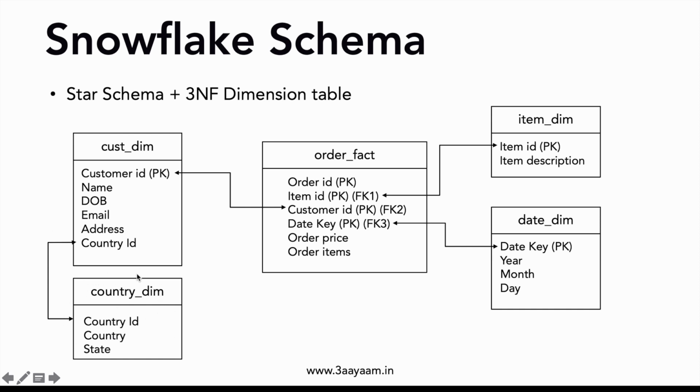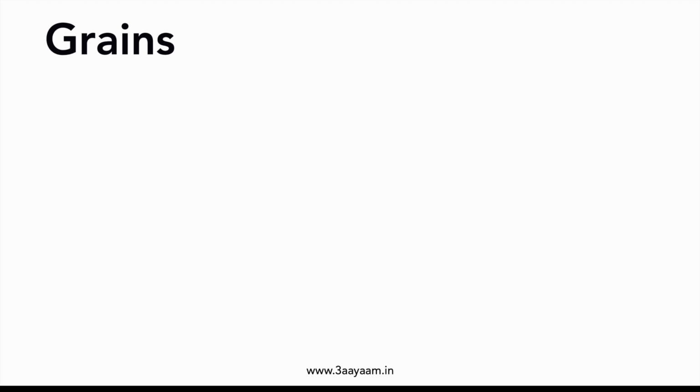So these two tables are in third normal form. These are dimension tables. So this is called a Snowflake schema, where we use the star schema plus the third normal form of dimension tables. One of the very important components of data warehouse or dimensional modeling is defining grains.